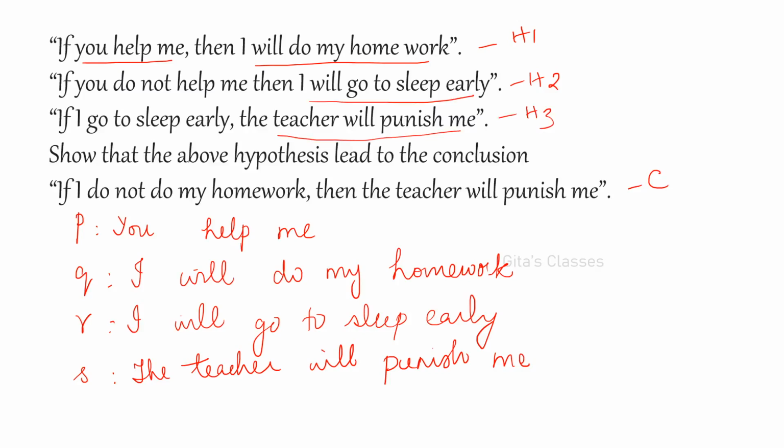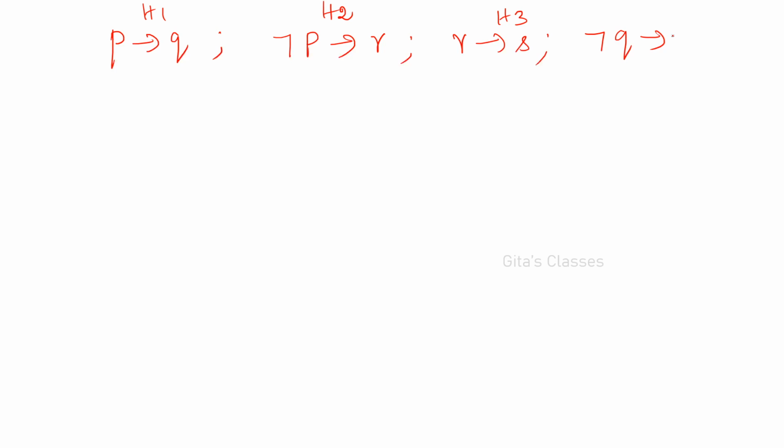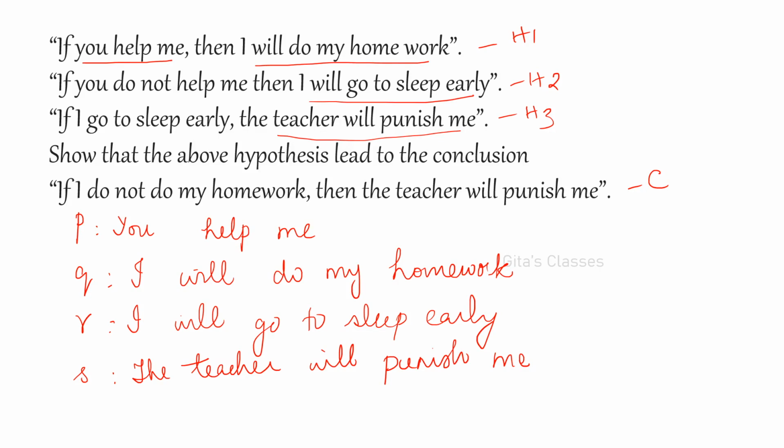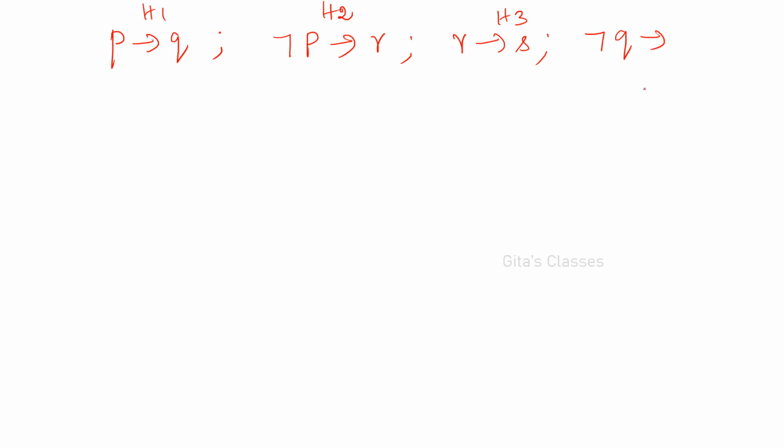Now we want the conclusion. What is the conclusion? If I do not do my homework, then the teacher will punish me. If I do not do my homework, that is not Q. Conditional. The teacher will punish me is yes. So not Q conditional yes is our conclusion.